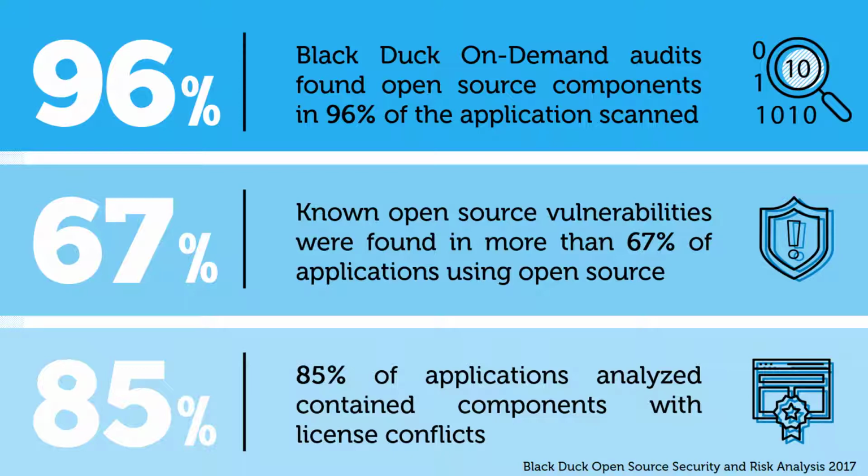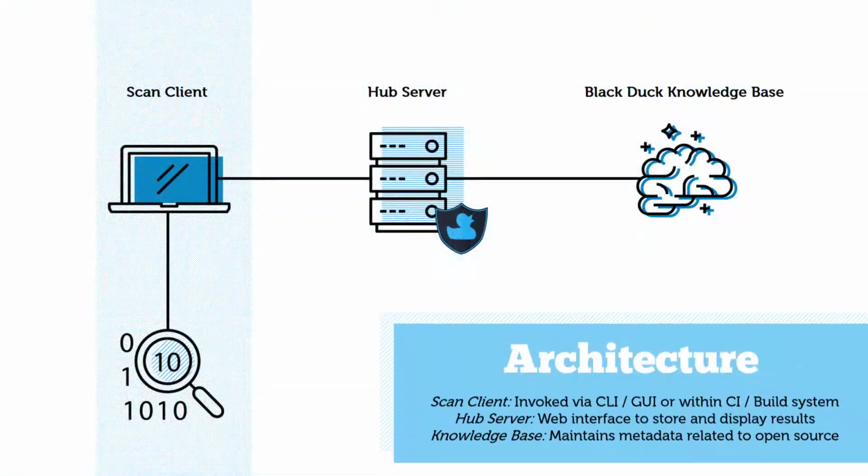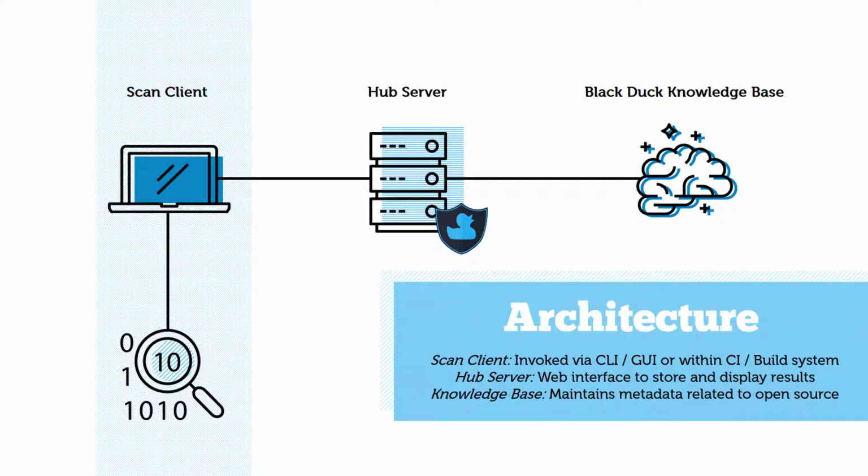The Hub is essentially made up of three components: the scan engine, which when pointed at your applications and Docker containers performs the analysis, the Black Duck Hub server, where the results are stored and viewed, and the Black Duck knowledge base, which works with the Hub server to identify open source matches. Scans can be performed on an ad hoc basis using the Black Duck Hub scan client, which can be invoked at a command line or by using an available graphical user interface.